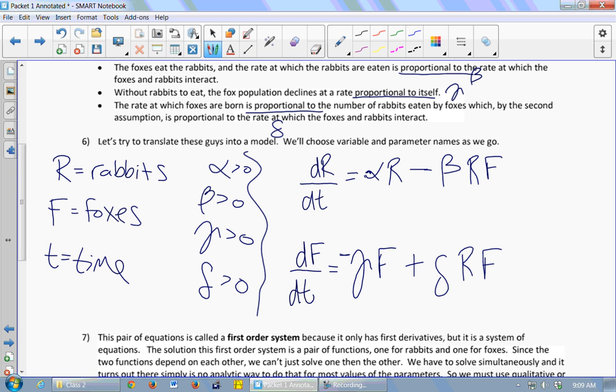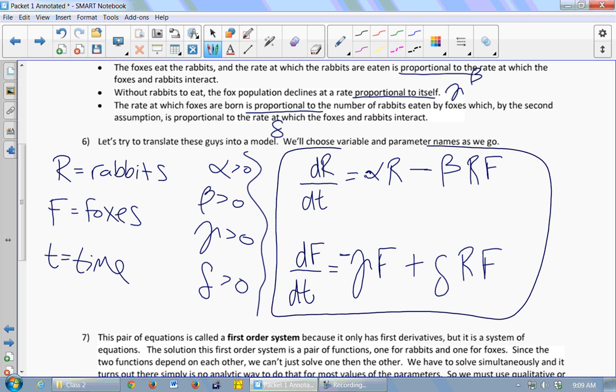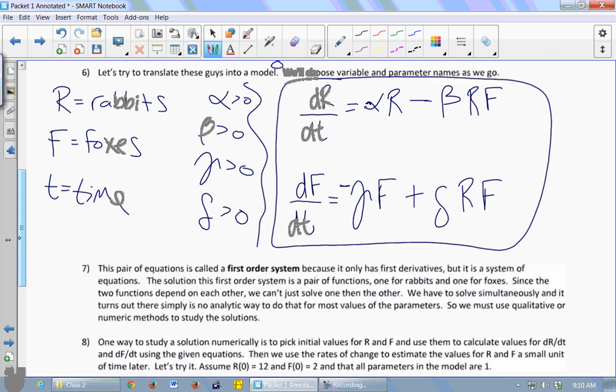So here we have two equations. R and F depend on each other, so we would have to solve this thing simultaneously to figure out the rabbit and fox population formulas. This pair of equations is called a first order system. First order because it only has first derivatives, and it's a system because it is two equations with two unknowns.